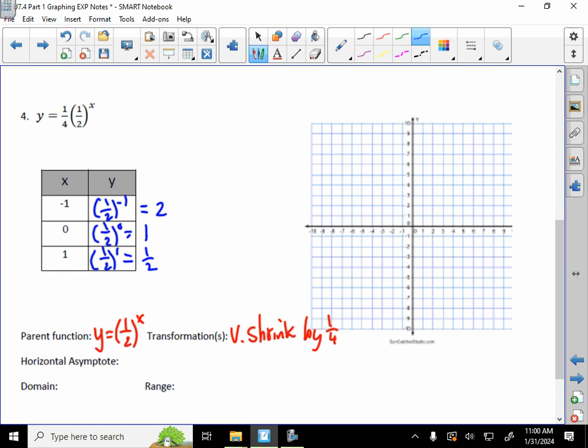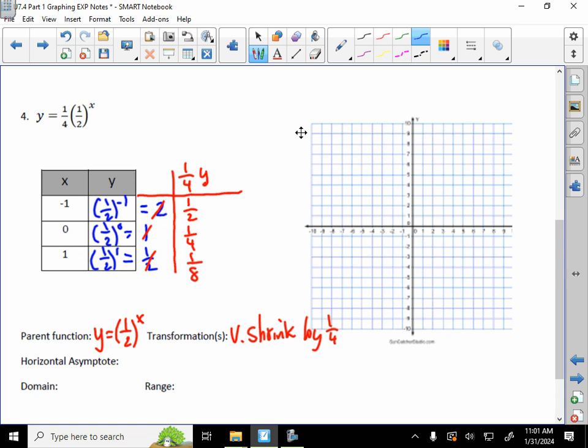All right, now we can apply the transformation. So 1/4, since it's on the outside, it's going to affect the y values again. So make a new column here. And we're going to multiply each y value by 1/4. So 2 times 1/4 is 2/4, which is a half, or 0.5. 1/4 times 1 is 1/4. And 1/4 times 1/2 is 1/8. All right, so those are our new y values.